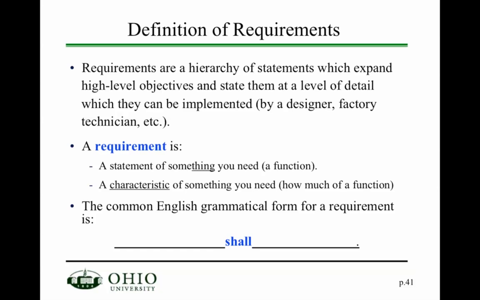What's very important is that a requirement is a statement of something that you actually need, a function. For example, a system requirement would give you a description of what this particular system must be doing. Besides telling you what it must be doing, you must also include some characteristics, in terms of how much of this function is needed. Now, commonly, if you look at how these requirements are written down, we use the English grammatical form using a shall.